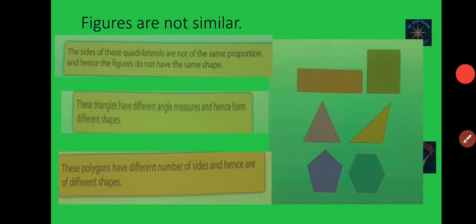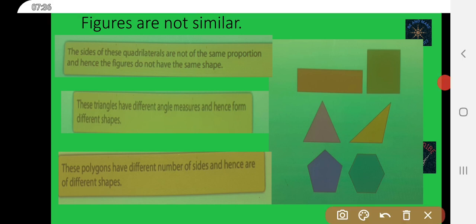Next, figures that are not similar. Here you see this figure and this figure. Are they similar? No. Why? The sides of this quadrilateral are not of the same proportion, hence the figures do not have the same shape. As they do not have the same shape, they are not similar.